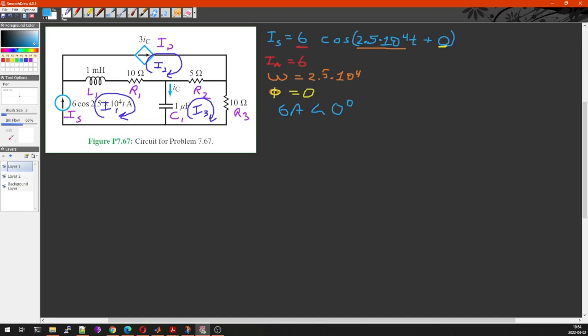Let's go ahead and calculate our Z values. That is the impedance of all of the components. Once you are in AC, you will be using impedance instead of resistance, but the calculations are largely the same. You do have to find your Z values. For a resistor, the impedance is equal to the resistance.